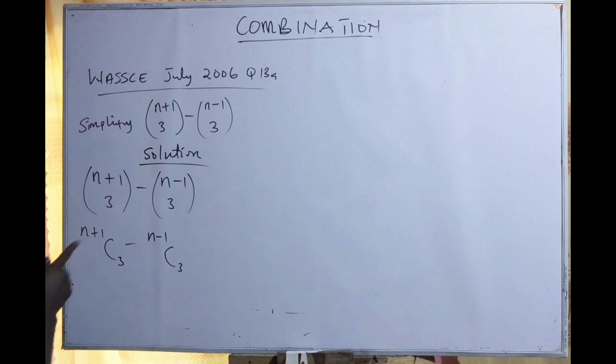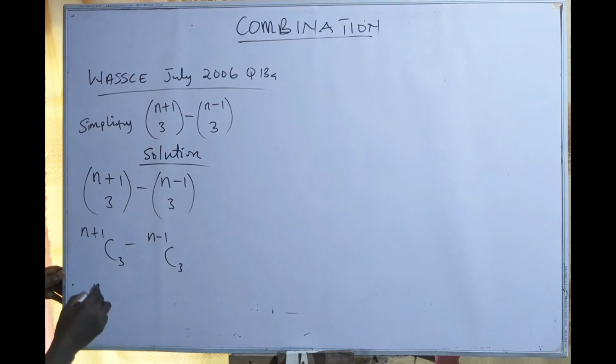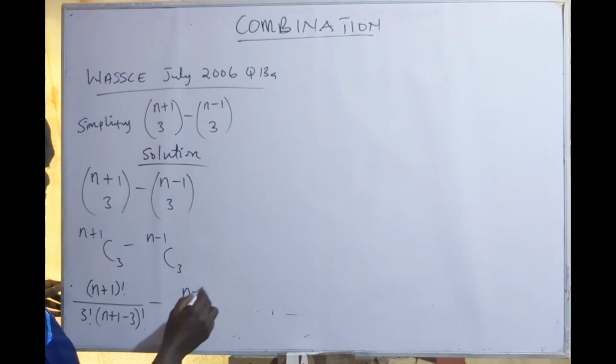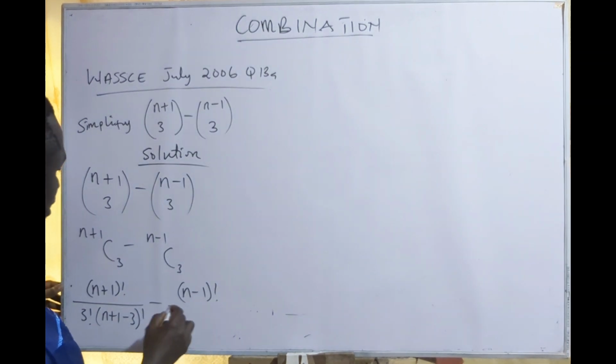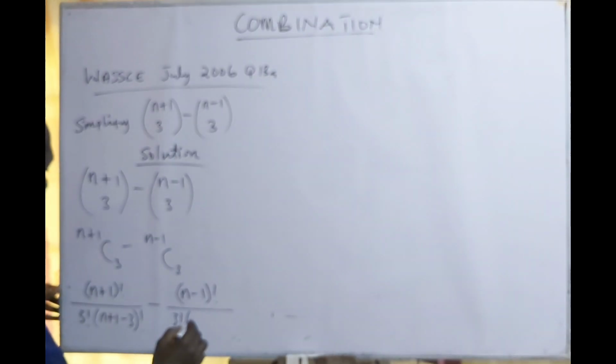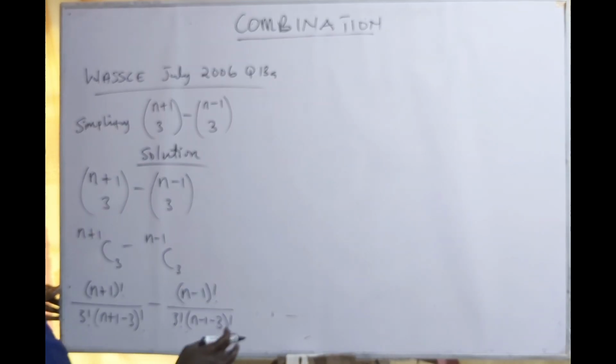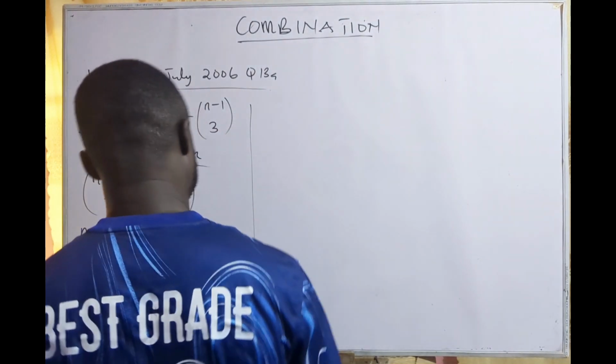So we are going to have n plus 1 all factorial divided by what? 3 factorial times n plus 1 minus 3 all factorial, minus n minus 1 factorial divided by what? 3 factorial and then n minus 1 minus 3 all factorial. So this is what we are going to have.